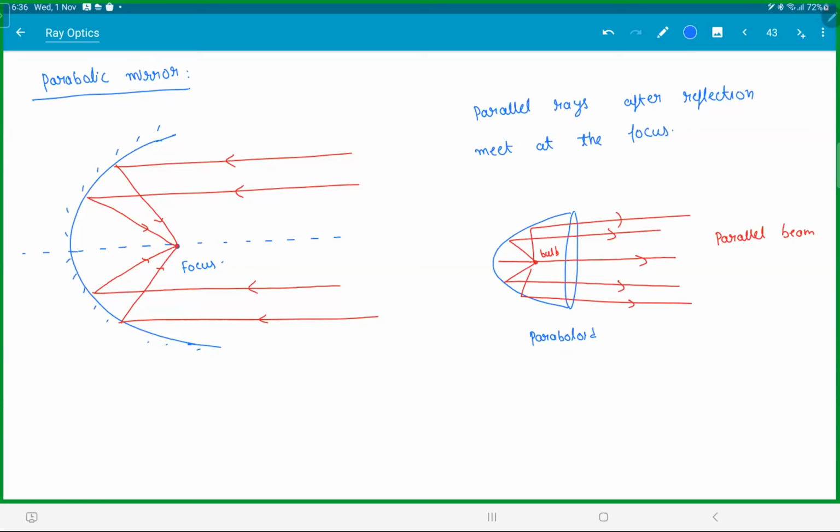The problem with this thing is parabola is good, but construction is expensive. So parabolic mirrors are especially used in astronomical telescopes. Not the one which you use in the house, but the big observatories. These are used in telescopes, in observatories.